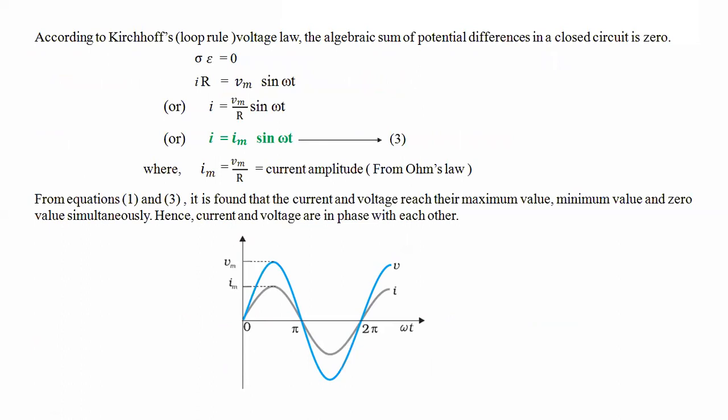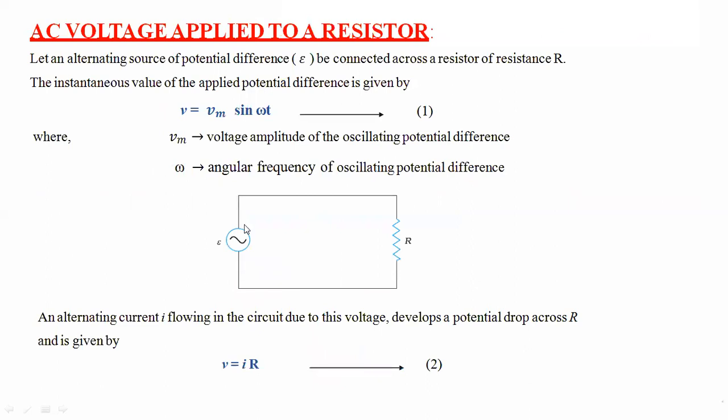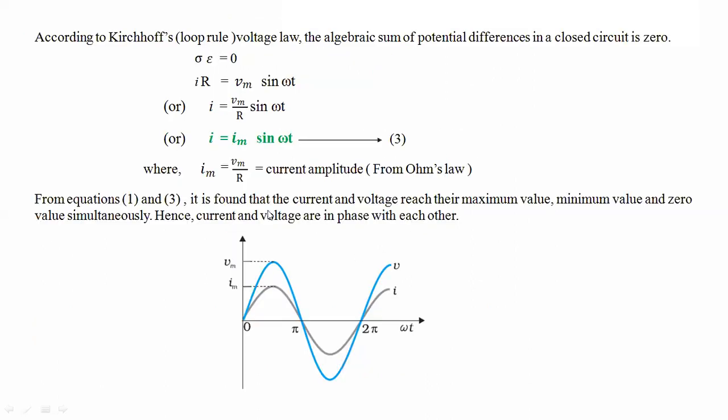Now, according to Kirchhoff's voltage law, the algebraic sum of the EMFs and voltage drops encountered in a particular loop is always zero. We apply Kirchhoff's voltage law to this circuit. The summation of the applied voltage and the voltage drop across resistance R, iR, is always zero. Hence we can write iR = Vm sin ωt, so i = (Vm/R) sin ωt.